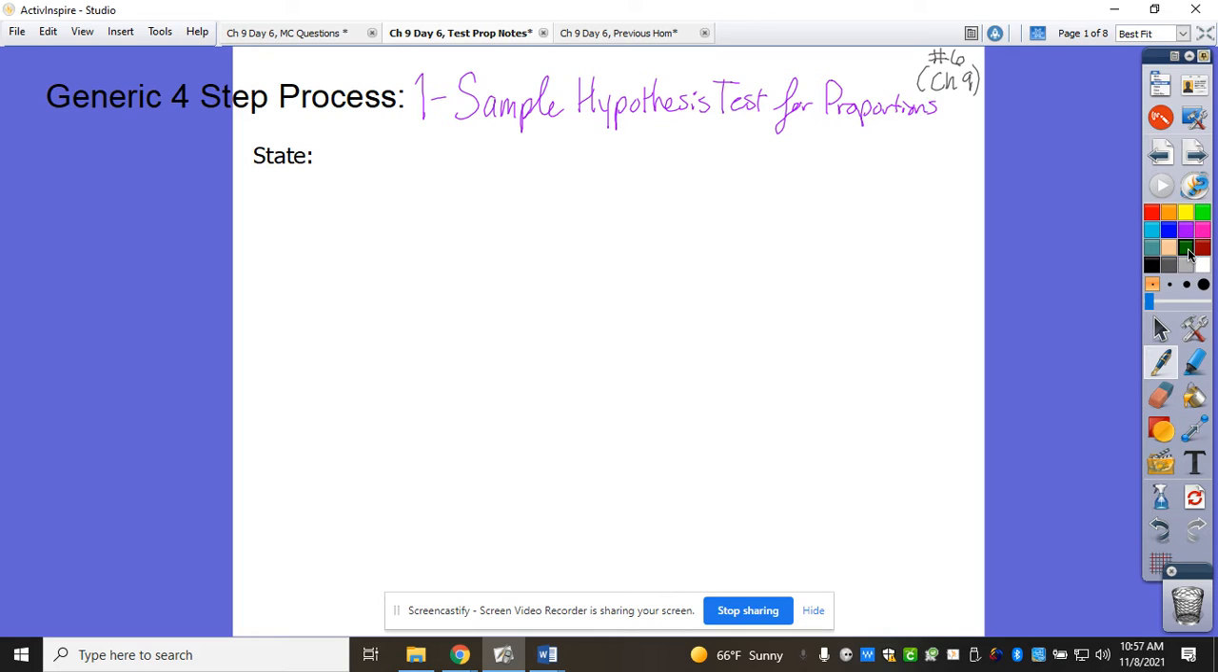State. What's the first thing we do in state? Population. Is that going to change? We're dealing with proportions now? No.